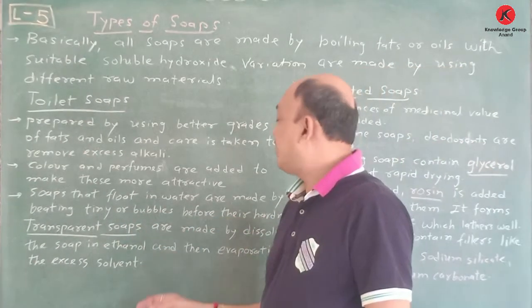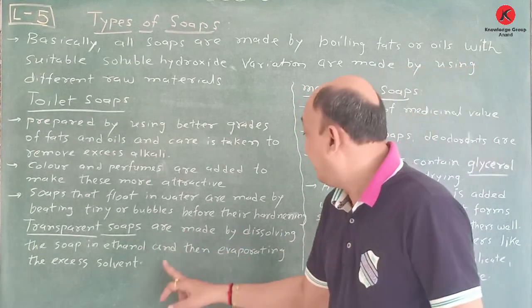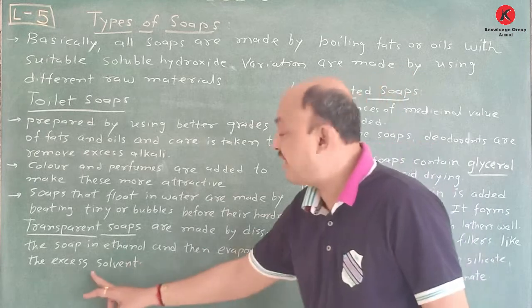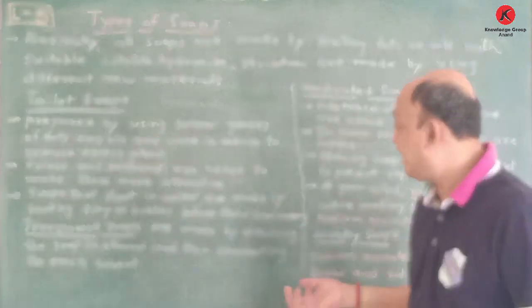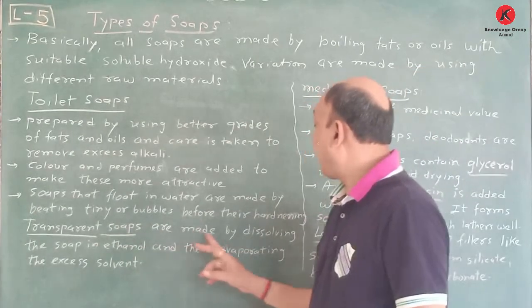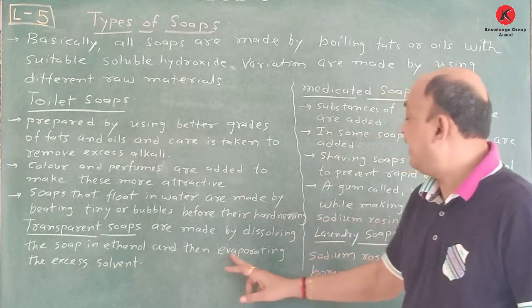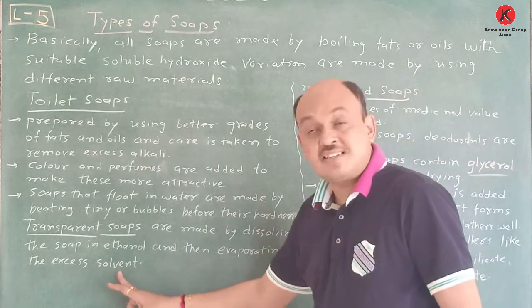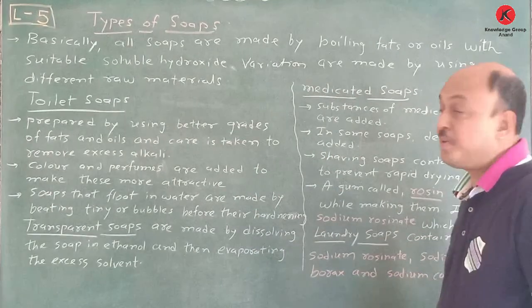Transparent soaps are made by dissolving the soap in ethanol and then evaporating the excess solvent. This is important. So toilet soap is complete, and transparent soap is also over.